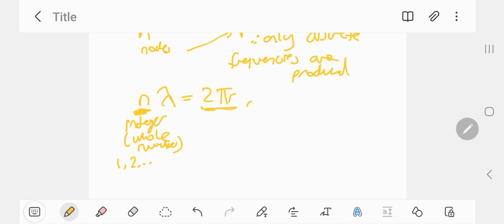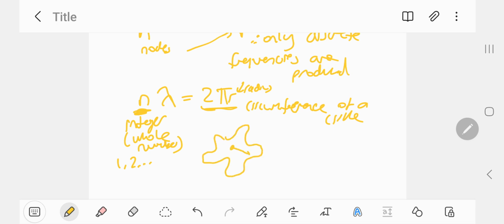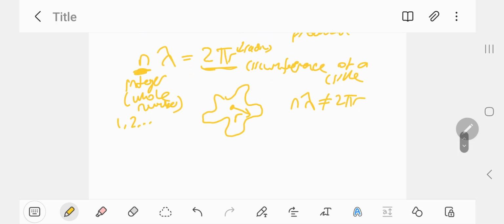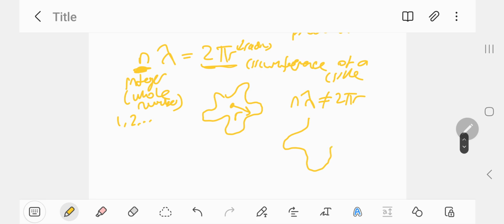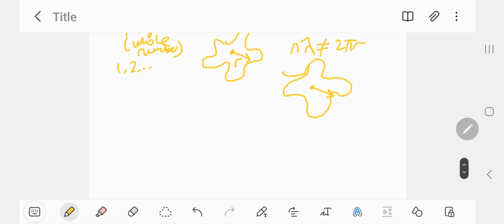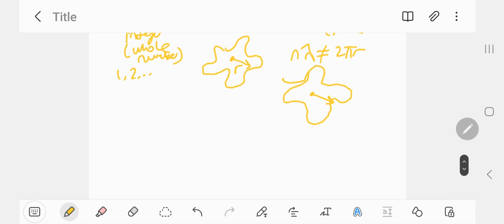2 pi r, that's the circumference of a circle. If you recall back to junior maths, circumference is 2 pi r, r is the radius of the circle. So let's draw this standing wave again. Here's the nucleus, distance r. The wave is distance r away from the nucleus. You can't have this condition where the wave doesn't come back on itself. So if I draw this, let's say, that is not a standing wave. This condition isn't satisfied, not equal to. That's what this symbol here means. So only a certain whole number of wavelengths will fit around a circle.